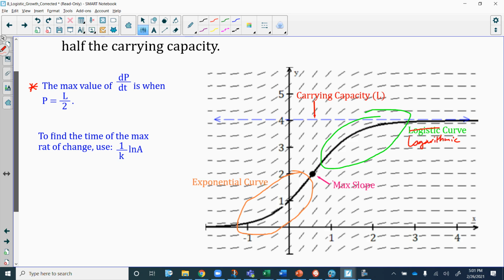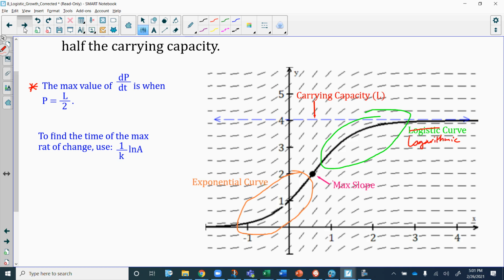Okay, the dotted horizontal line up at the top would represent the carrying capacity, and you can see, based on what we just talked about a moment ago, that as P approaches L, the slope is approaching 0. And as P approaches 0, the way that we would find the slope is we would just multiply the relative growth rate, K, times whatever P happened to be at that point.